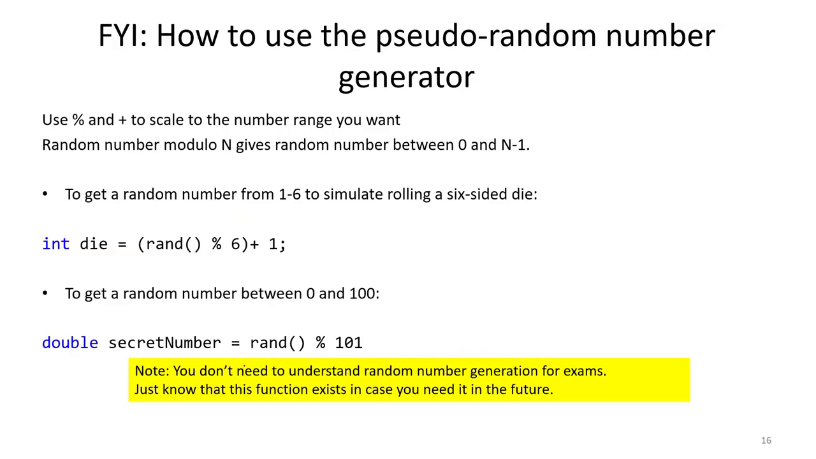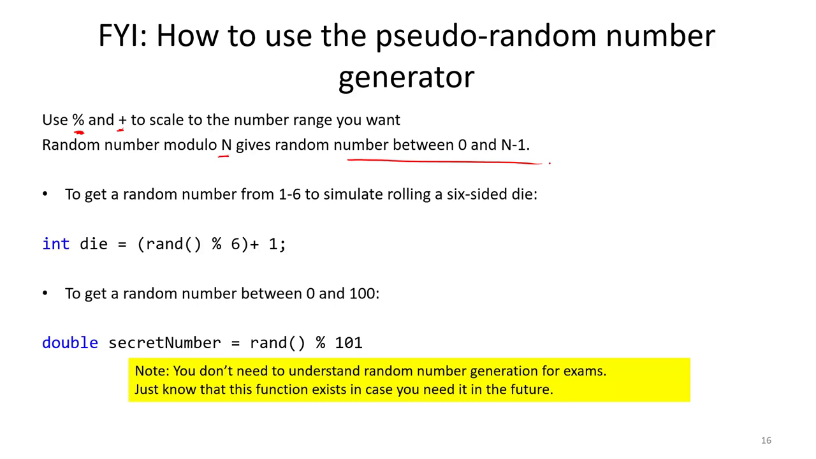So let's look at a couple quick examples of this. And so once again, you can use the modulus operator and addition to kind of tweak the random number range that you want. So if you have random number modulo some value, that will give you the random number between 0 and n minus 1.